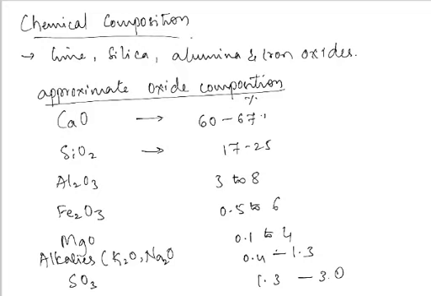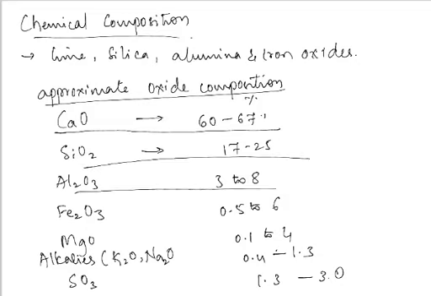Let me repeat it once again. Calcium oxide is around 60 to 67%, silicon dioxide is around 17 to 25%, aluminium trioxide Al2O3 3 to 8%, Fe2O3 0.5 to 6%, MgO 0.1 to 4%, alkalis potassium oxide and sodium oxide 0.4 to 1.3%, sulfur trioxide 1.3 to 3.0%. These are the various oxide compositions that we obtain.